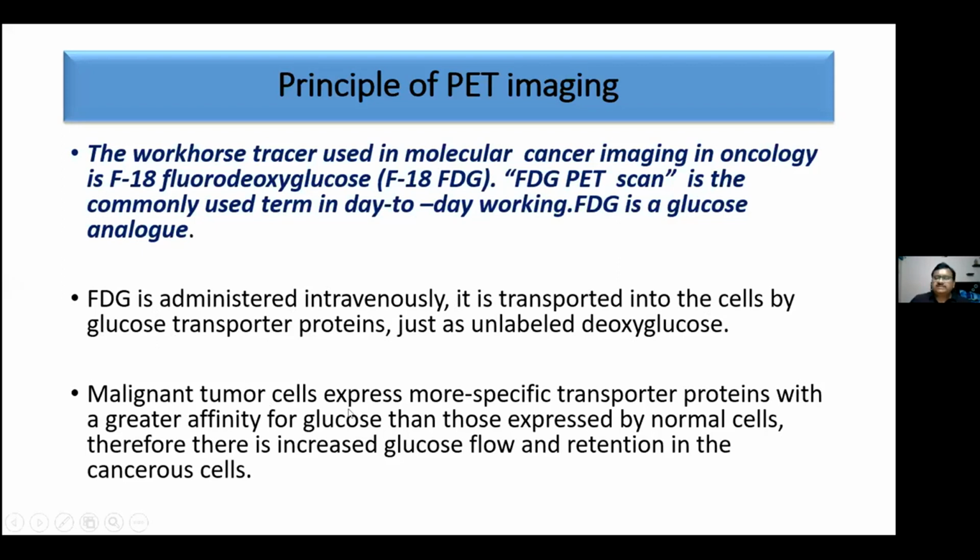Malignant tumors express more specific transporter proteins like GLUT1 and GLUT3 with a greater affinity for glucose than those expressed by normal cells, and therefore malignant tumors have an increased glucose flow and retention in the cancer cells. So basically, this is the principle that malignant tumors would concentrate this FDG compared to the normal cells, because we all know about the Warburg cycle. Malignant cells undergo anaerobic cycles and they don't go into oxidative phosphorylation like in normal cells.